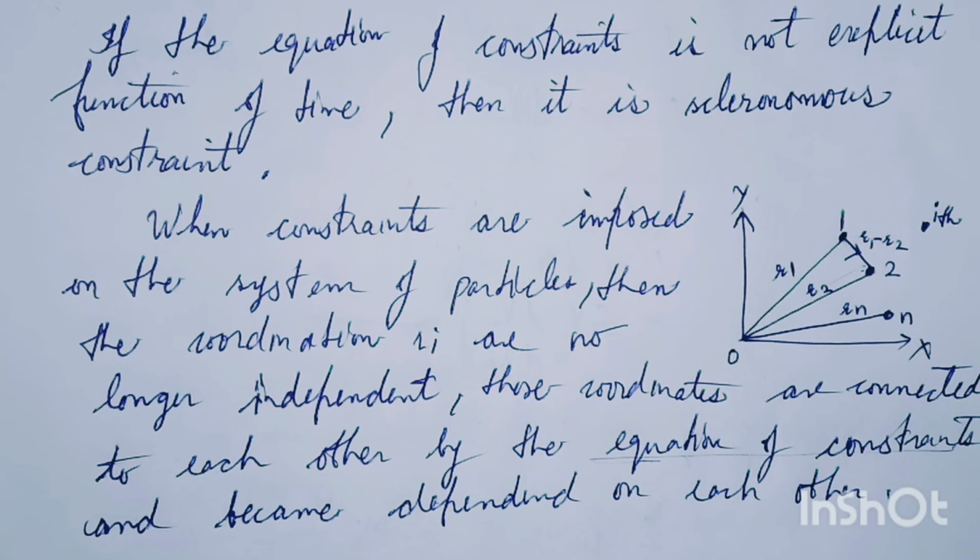They depend upon each other. Those coordinates are connected to each other by the equation of constraint and become dependent upon each other. Because of the equation of constraint, they are no longer independent of each other.